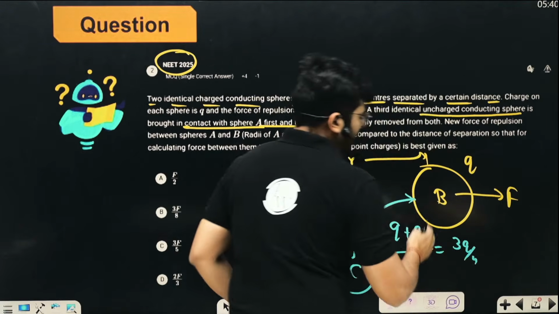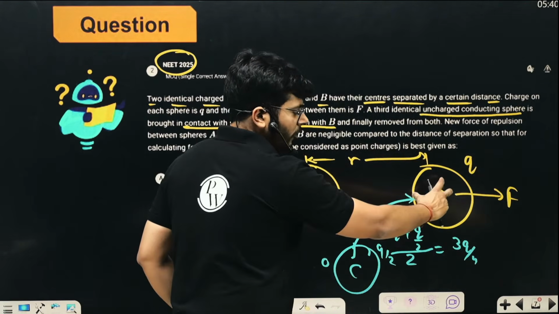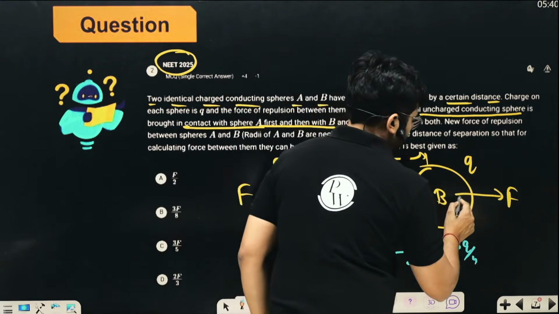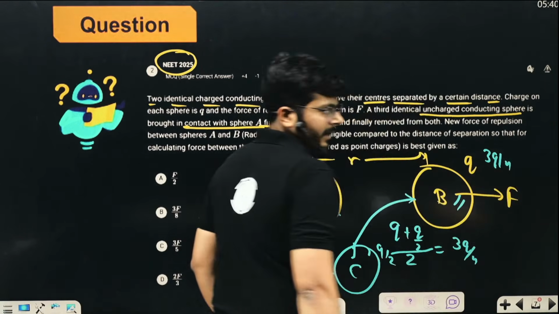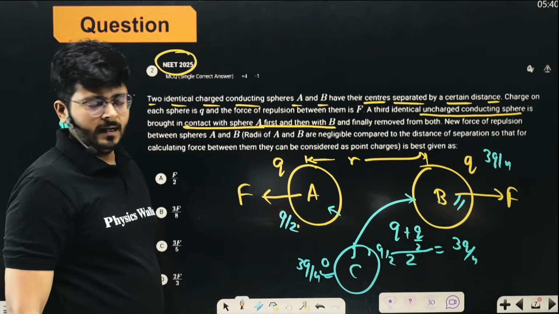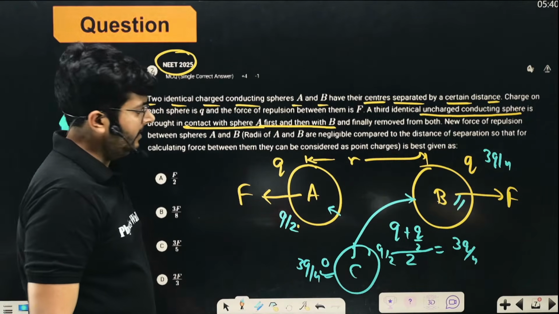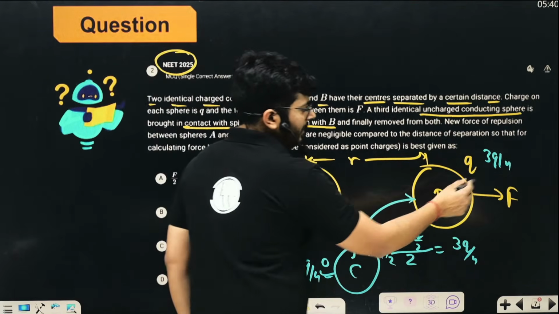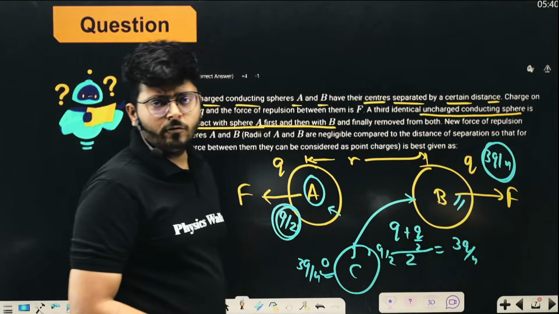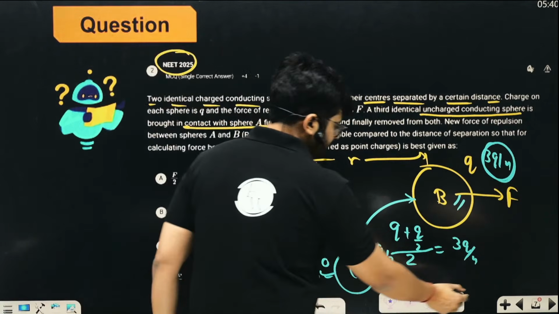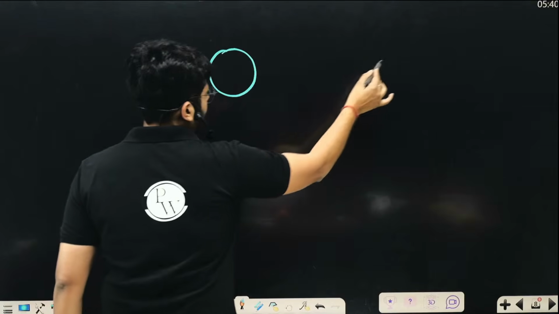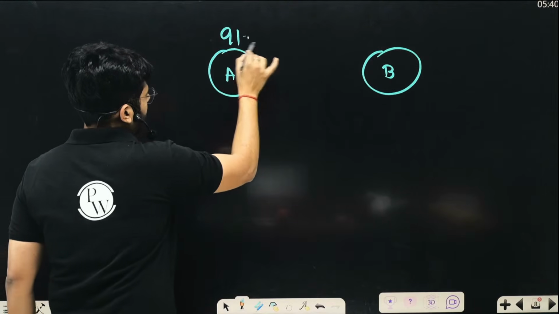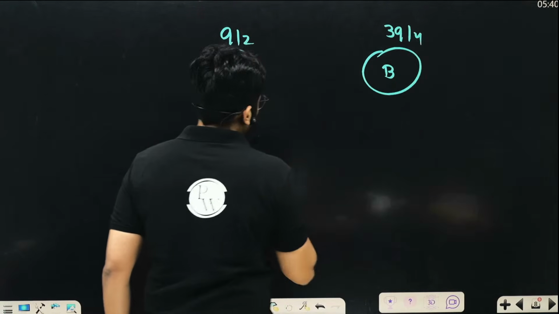So at equilibrium, once you put this one in contact with B, this one has a charge 3Q by 4, and the second one also has a charge 3Q by 4. Now you are removing the third body, the charged particle C, from here. So effectively, particle A has a remaining charge Q by 2 and particle B has a charge 3Q by 4. Now you have to find out what will be the net force. After touching it with the third body, this one has charge Q by 2 and this one has charge 3Q by 4. What will be the new force?